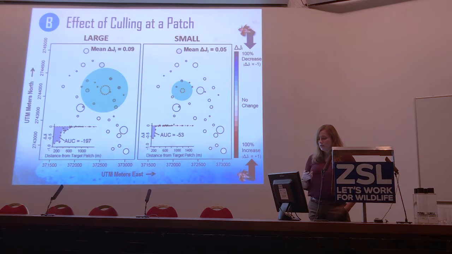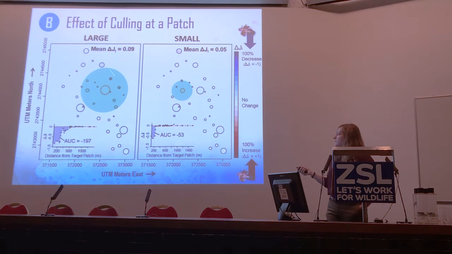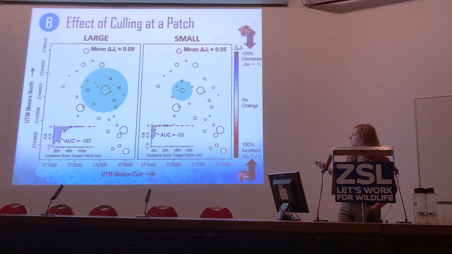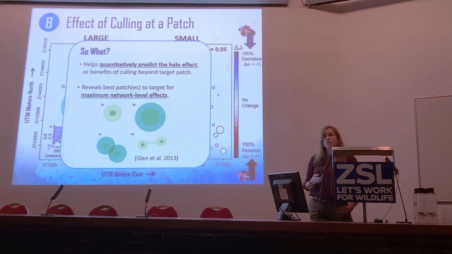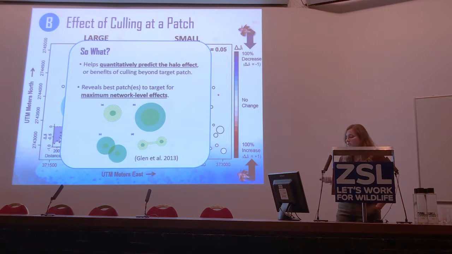And then the patterns that we're seeing on these plots are something called a halo effect, where you're seeing benefits beyond the area where you manage. And you can imagine, if you're able to predict what that might look like, you could select sites to manage that produce overlapping halo effects to get the most bang for your buck. And so part of the benefit of this step is that it helps you quantify what those halo effects might look like, both alone and in combination. And it helps you select the best patches to target for maximum network level effects.